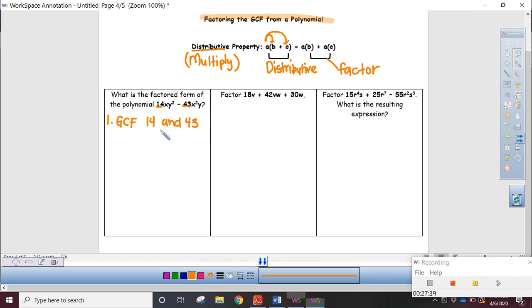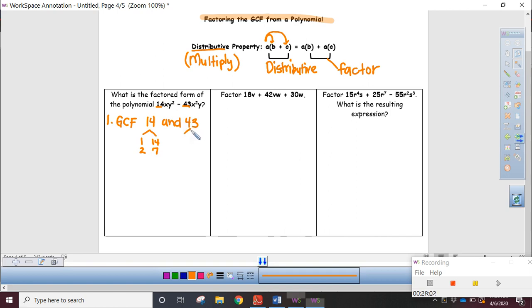Again, you can decide whichever method you want to choose to help you find the factors of these numbers. So let's go ahead and start with 14. I'll list the factors of 14. We have 1 and 14, and we have 2 and 7. Those are my only factors of 14.